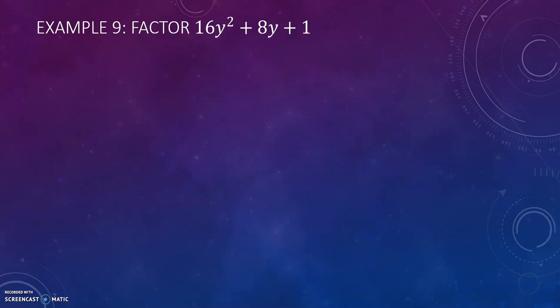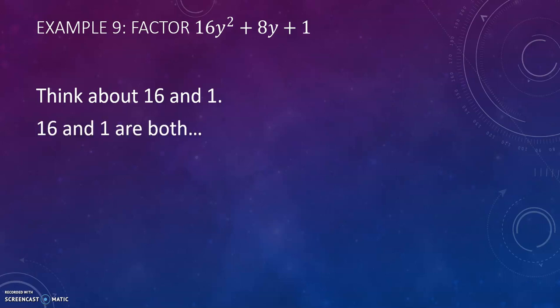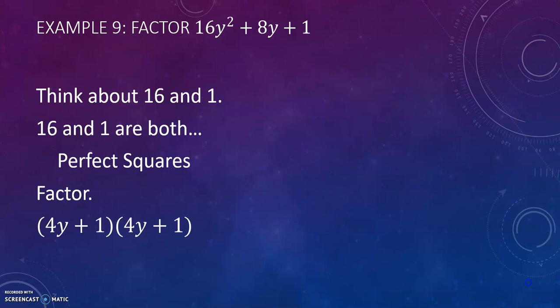Example 9, factor 16y squared plus 8y plus 1. Think about 16 and 1. 16 and 1 are both perfect squares. What times what is 16? 4 times 4. 1 times 1 gives us 1. We have plus signs. 4y plus 1, 4y plus 1. Check your middle term. 4y plus 4y is 8y, which is what we want. It's 4y plus 1 squared.